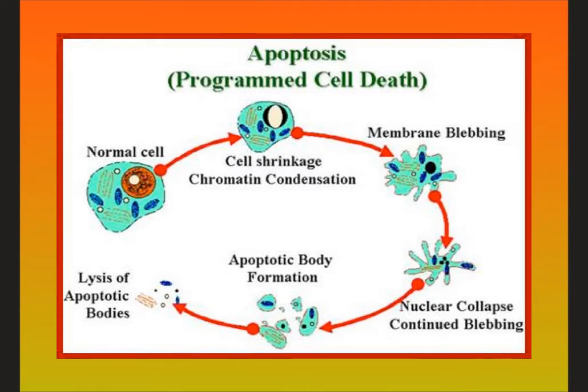Here is just a brief picture of what's going on during apoptosis, which is, again, this programmed cell death. So you have your normal cell here, then eventually the cell shrinks, different things start happening as you go through it until finally you're pretty much just at the end and the cell no longer exists.